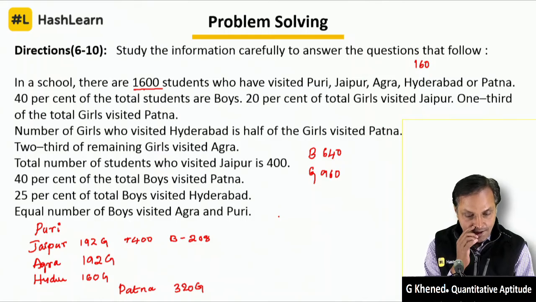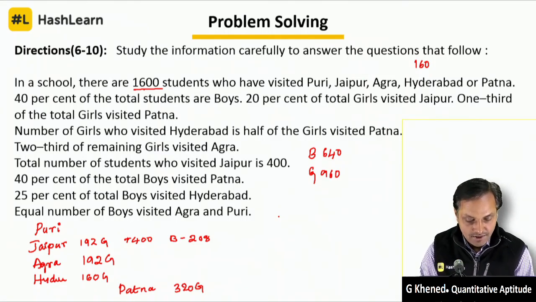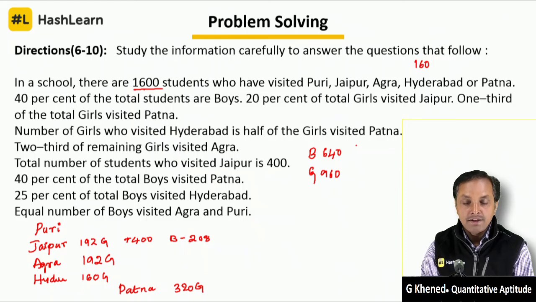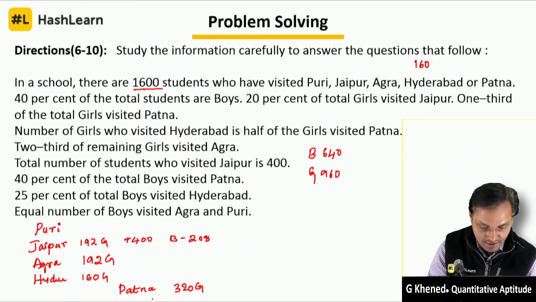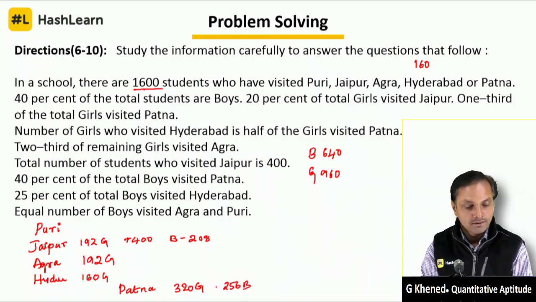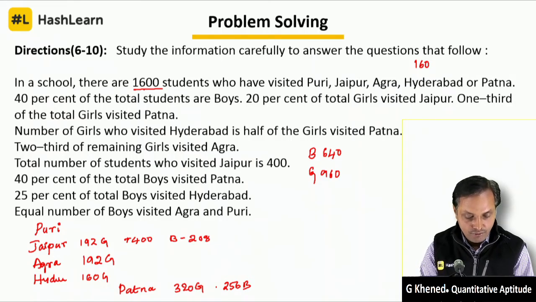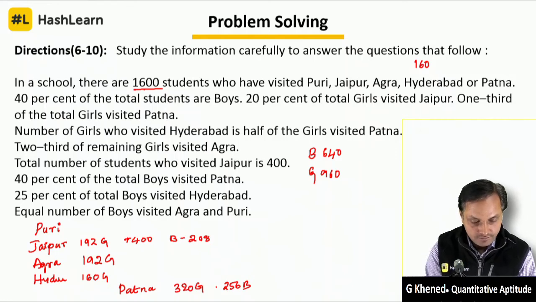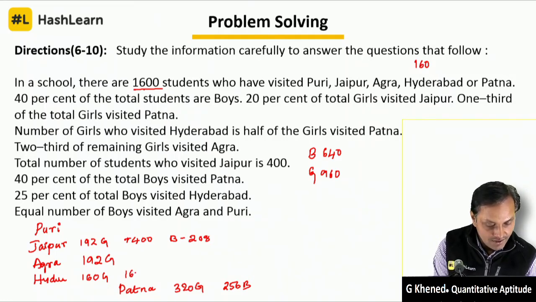40% of the total boys visited Patna. What is 40% of the boys? 64 into 4, 256, that is Patna. 25% of the boys visited Hyderabad. So 25% of 640 is 160.